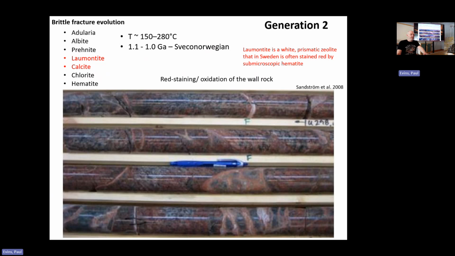Also, as mentioned, during this generation we have calcite, which you see here in white, and some of these are calcite and laumontite. Laumontite is a white zeolite. It is also often stained red. Again, these form at the same temperatures, because it's this generation, same conditions. And again we get red staining of the whole rock.